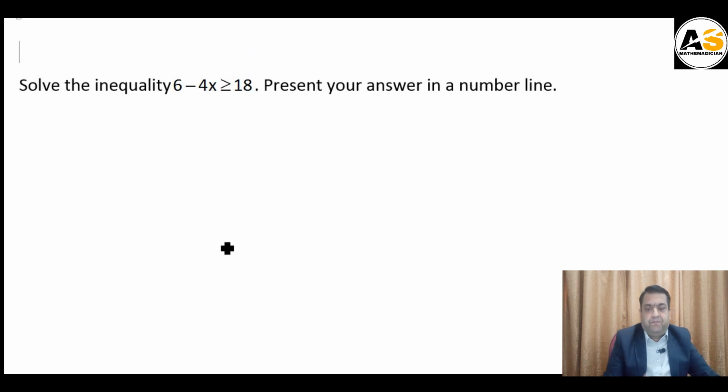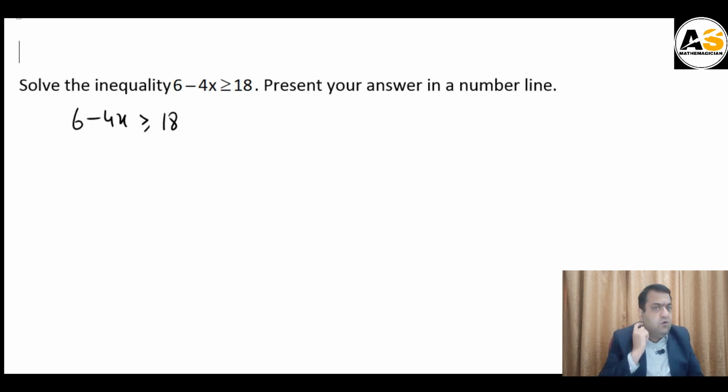Question number 1. We have to solve this linear inequality and then we have to present the solution on the number line. What is the inequality? 6 minus 4x is greater than or equal to 18.